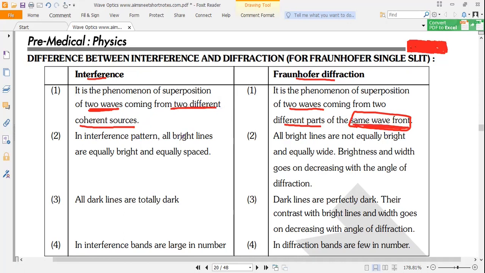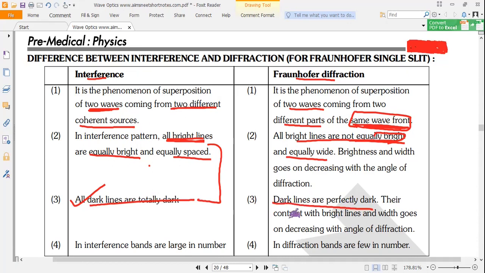In interference, all bright lines are equally bright and equally spaced. Their width is exactly the same and brightness also the same, meaning intensity is the same. But here intensity is not equal. Brightness is not equal, and they are not equally wide. Brightness or intensity will decrease on either side, right? In interference, all dark fringes are dark, meaning the contrast between bright and dark is very clear, very good. But in diffraction, the contrast between bright and dark fringes is not good; the contrast will not remain the same. In interference we get a large number of fringes, but in diffraction very few fringes are formed.